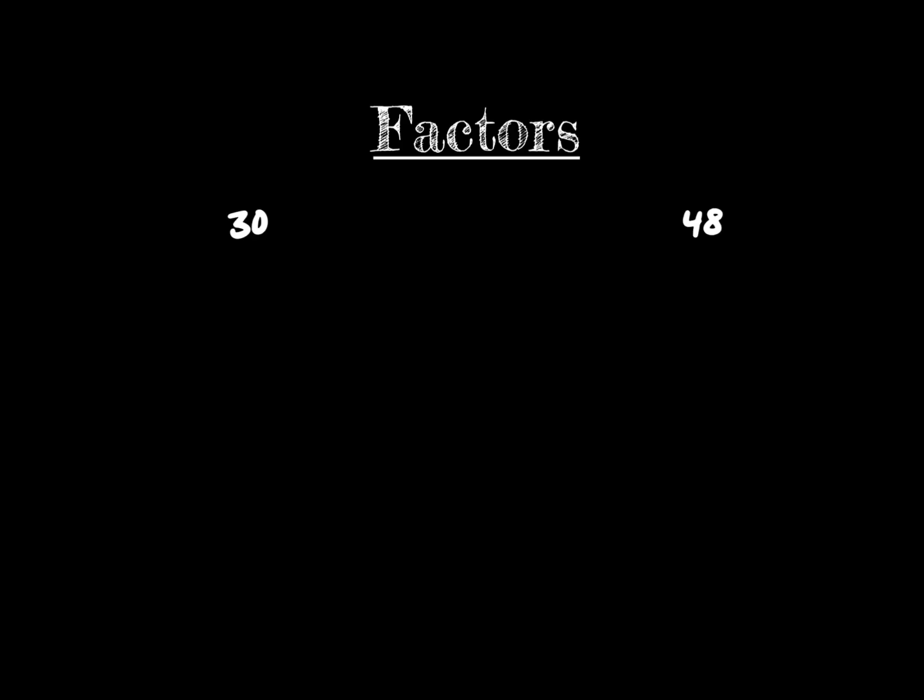Let's take a look at factors. Factors are the numbers that divide into a number. So for example, we've got 30 here. What we're trying to find is what numbers will actually divide into 30 evenly. And one of the easiest ways to do this is to do it in pairs.